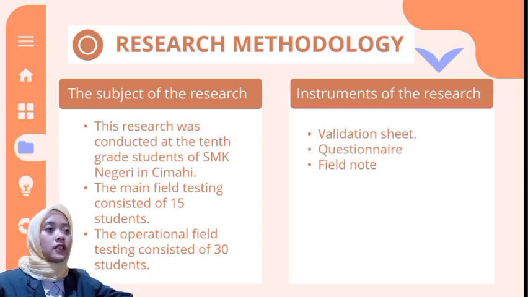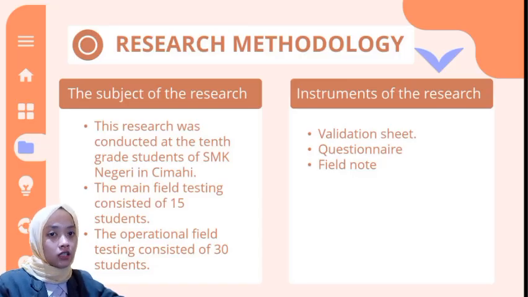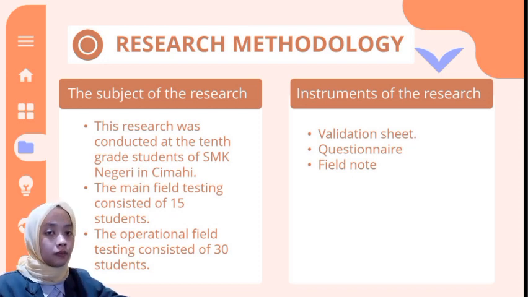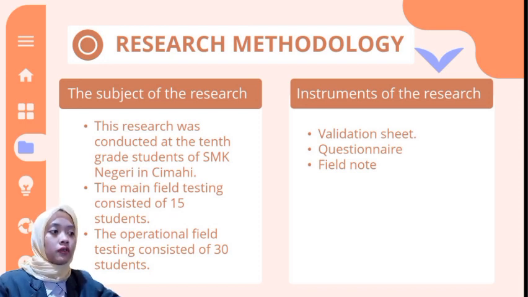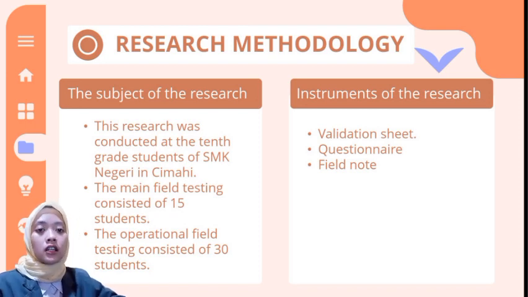For the instruments of this research, first is the validation sheet. It is an activity to collect data from experts or validators to determine whether the learning materials developed are valid or invalid. Second is questionnaires. The content of the questionnaires is about study attention, relevance, motivation, satisfaction, and difficulties. The researcher gives two questionnaires, one for the teacher and one for the students. For the students, the researcher uses strongly agree, neutral, disagree, and strongly disagree options.